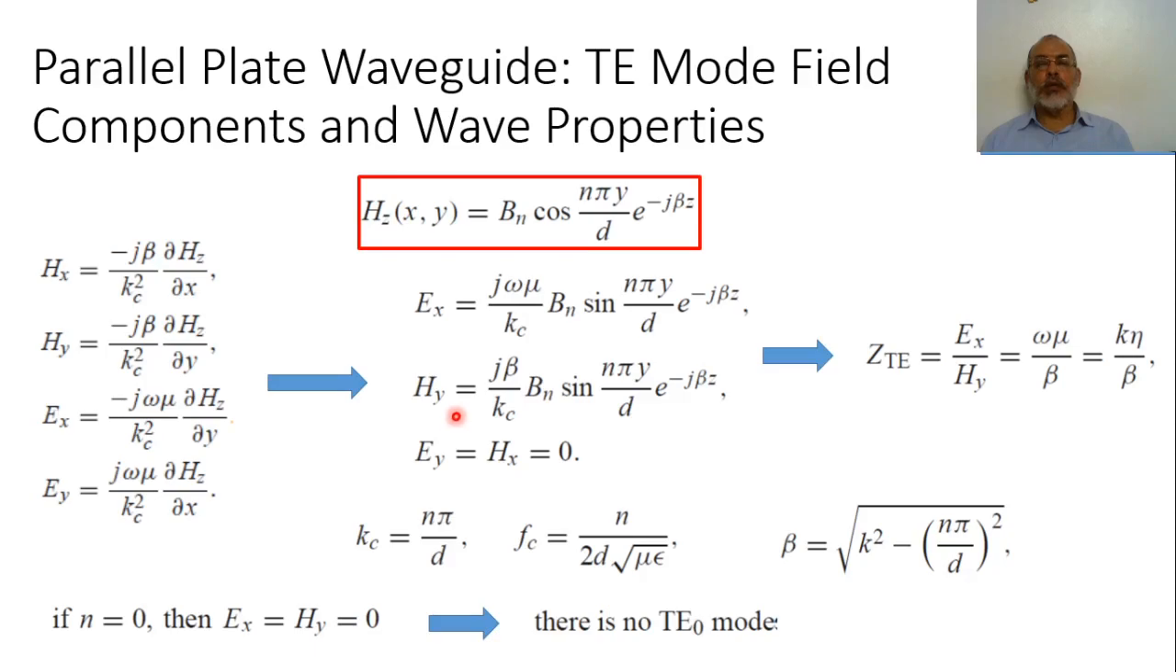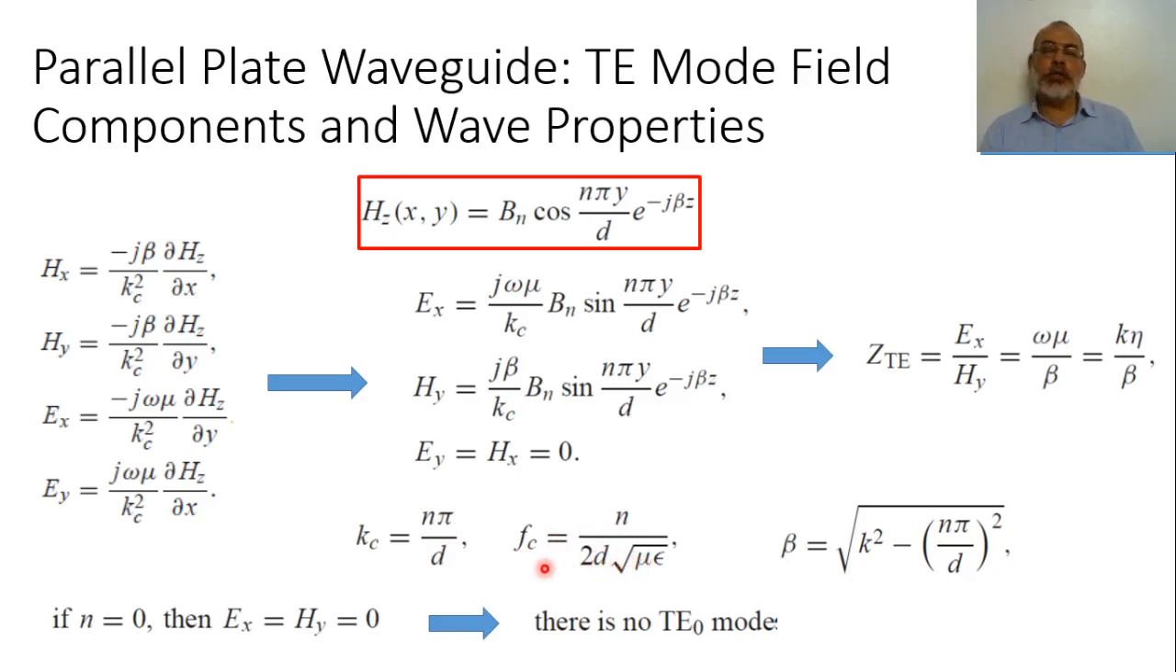From these field components, we can see that Ex over Hy equals the wave impedance for the TE mode, and in this case it would be omega mu over beta, which equals k eta over beta, and the cutoff wave number Kc equals n pi over d, where n equals 1, 2, 3, and so on. From the cutoff wave number, we can determine the cutoff frequency Fc. The cutoff frequency of the TE mode is n over 2d square root mu epsilon.